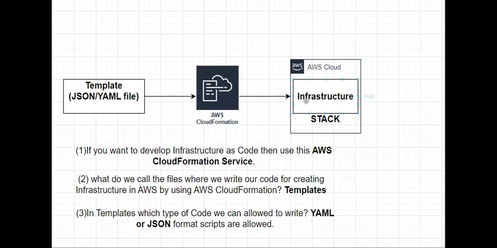From the AWS Management Console, let's see how to create this AWS Cloud infrastructure. That is what we call a stack. In CloudFormation, we call that infrastructure a stack. So let's see how to create it directly from the AWS Management Console.